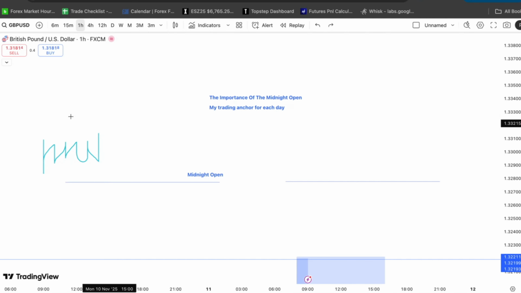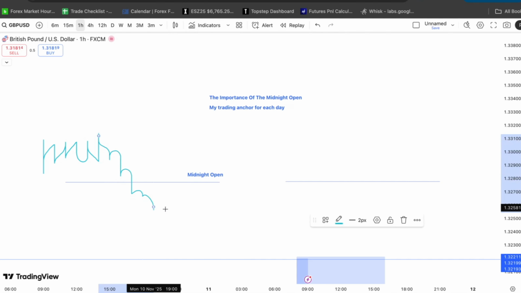So the importance of the midnight open in all of this is basically going to be something like this. This is our accumulation phase of the market. What then usually happens inside of London, we will come and take out Asian low, like something like this. So this is our manipulation phase of the market.